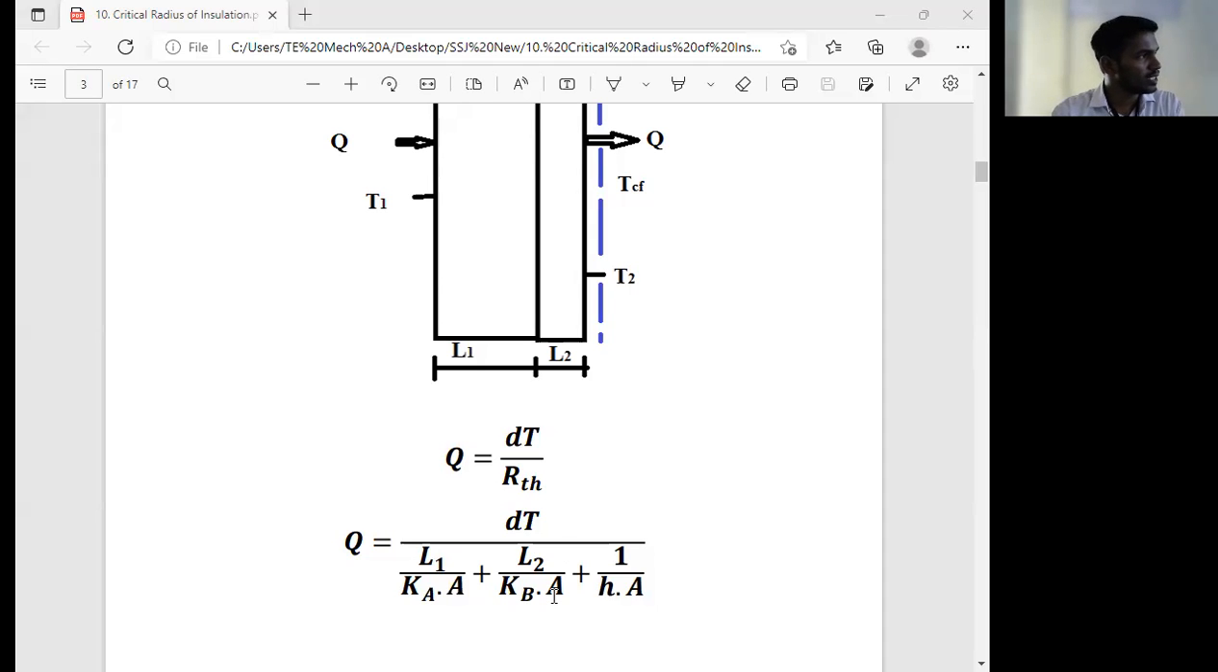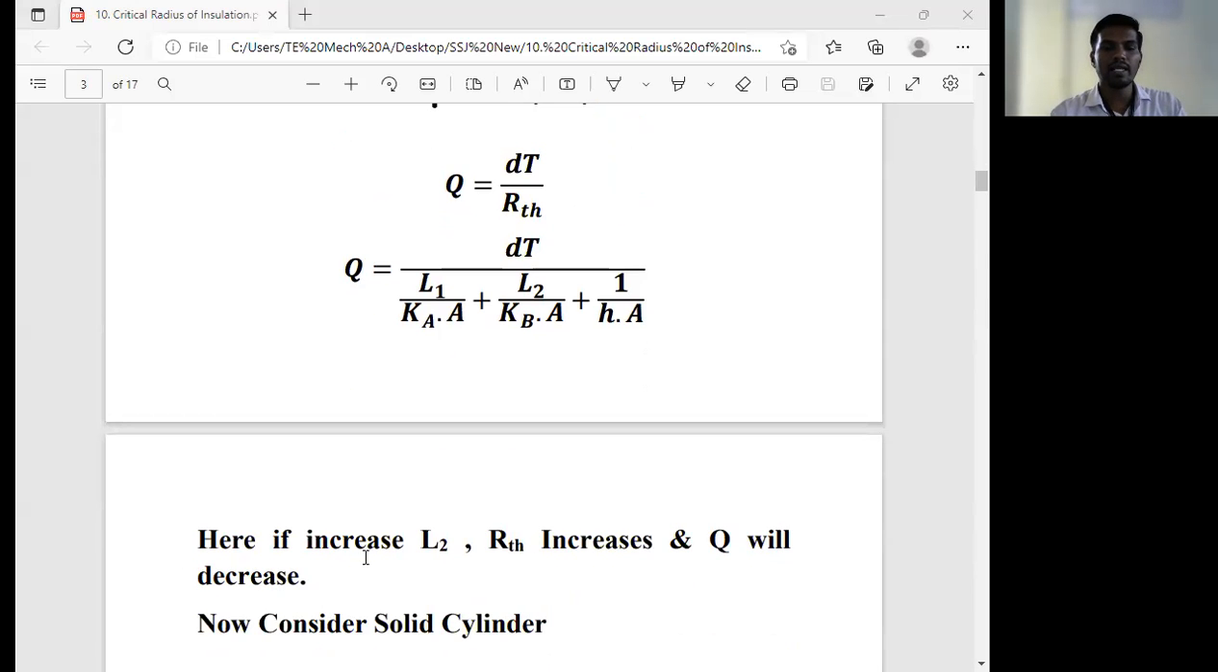Means L2 increases means resistance increases, and if resistance increases, then what is the effect on the Q? Q काय होणार आहे? If the factor L2 divided by Kb into A increases, then what is the effect on Q? डिनॉमिनेटर जर इन्क्रीज झाला तर Q डिक्रीज होणार आहे. समजते का बघा, तेच लिहिलेलं आहे आपण. Here if L2 increases, thermal resistance also increases and Q will be decreases.